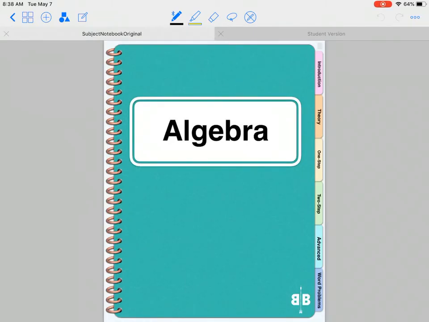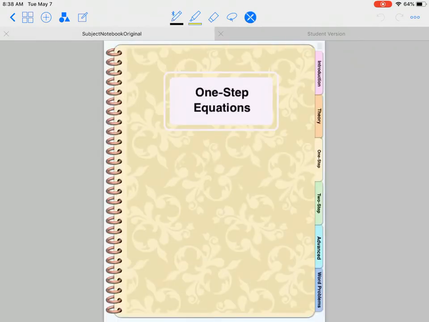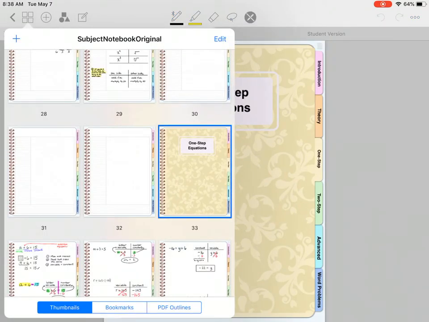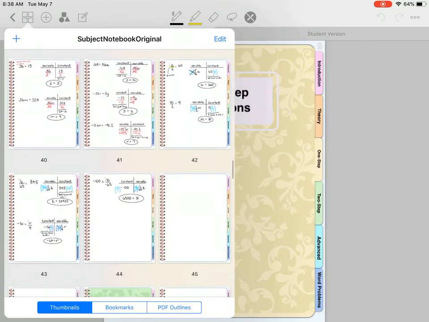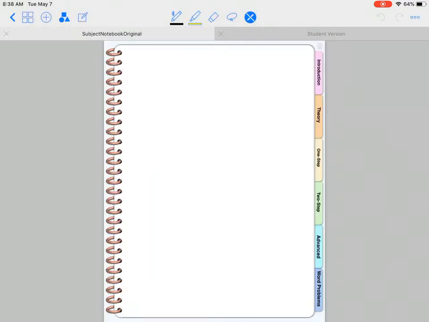Welcome back for the last section of this module. We are looking at fraction equations in the one-step group. So if you go to your one-step section, you have lots of equations already in there, so I'm not going to flip through all of those. Let's just go to the blank page and take a look at some fraction equations.